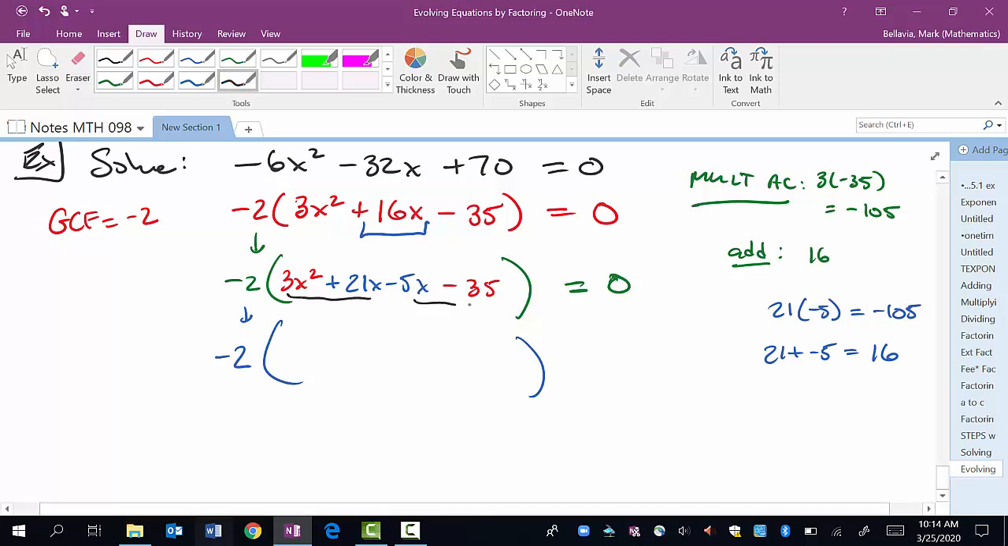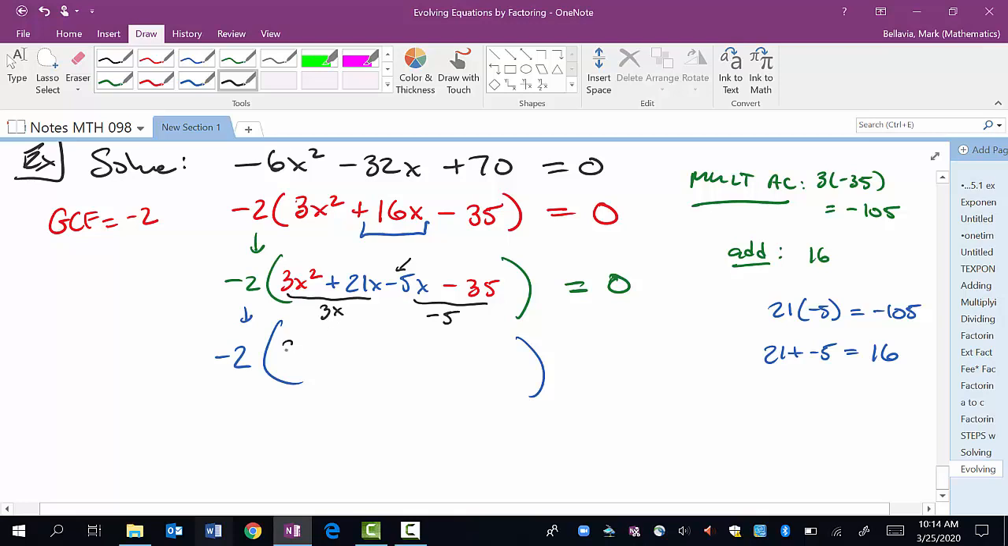So for the first group of 2, the GCF we have for 3 and 21 is 3. X squared and x is just x, so 3x. For the second group of 2, the first term is negative, so we definitely need a negative. 5x and 35, they share a 5 in common. You can't take any x's because there are none with the last term.